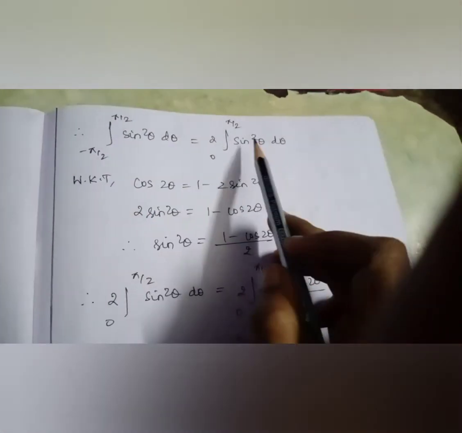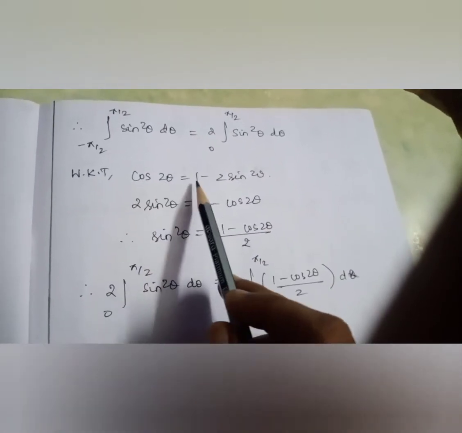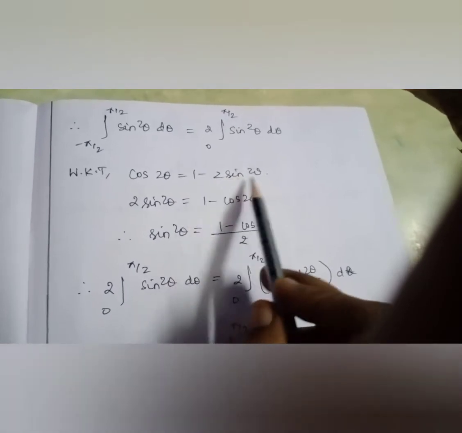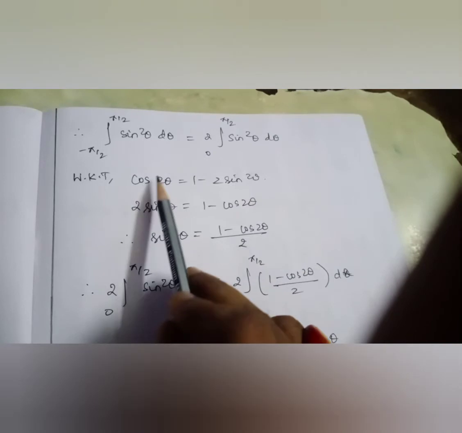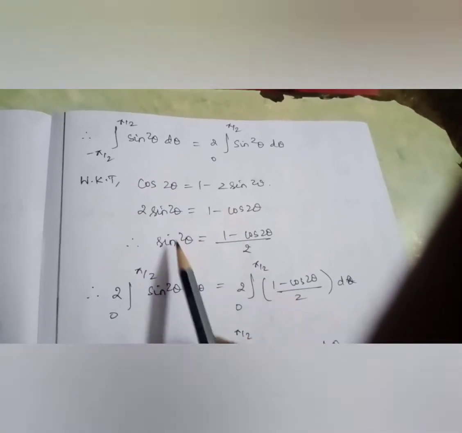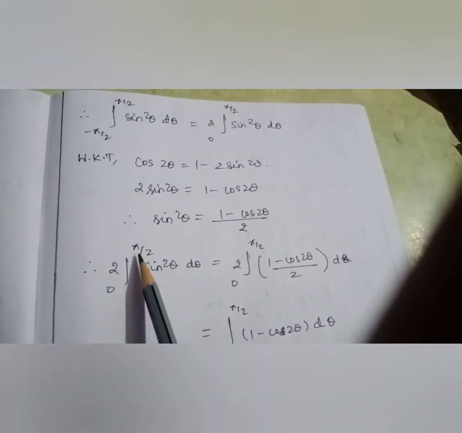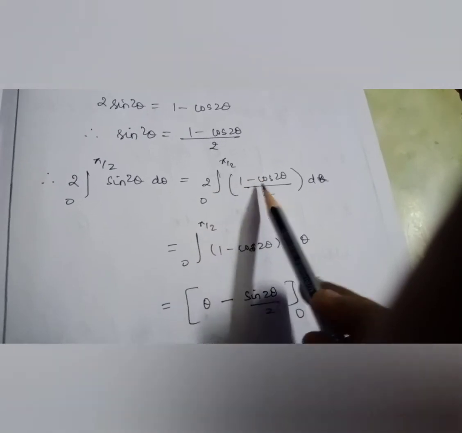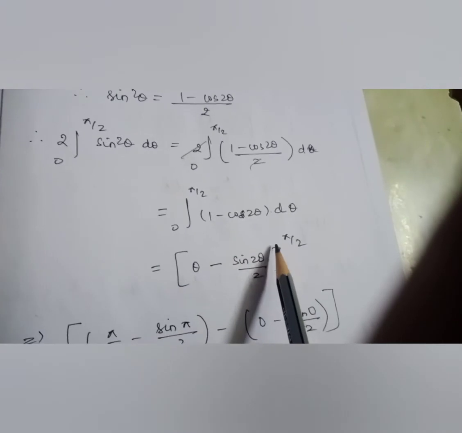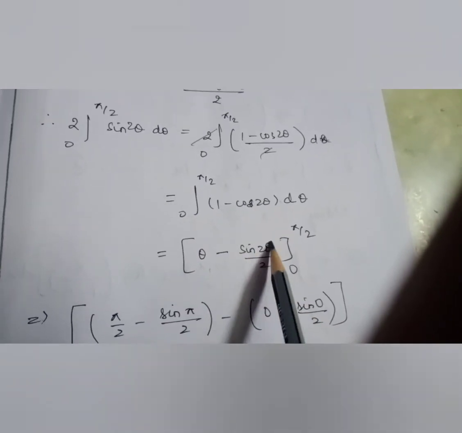Now again, we cannot integrate this sine square theta directly, so we'll use the trigonometric formula. We know that cos 2 theta is equal to 1 minus 2 sine square theta. So I need the value of sine square theta alone, so I'll take this 2 sine square theta to the other side and bring this cos 2 theta to this side. So sine square theta is equal to 1 minus cos 2 theta divided by 2. So integral 0 to pi by 2 sine square theta d theta is equal to twice integral 0 to pi by 2 of 1 minus cos 2 theta by 2. 2 and 2 will get cancelled. So I am having 1 minus cos 2 theta. When I integrate 1, I will get theta, minus, when I integrate cos 2 theta, it is sin 2 theta by 2.